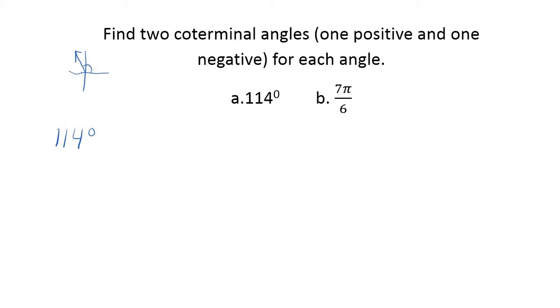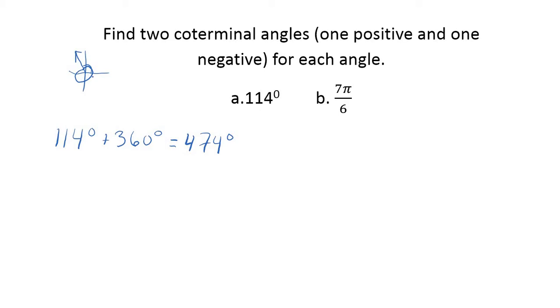Well, what would be coterminal with that? Well, if we spun all the way around, or in other words, if we add 360 degrees to that, that'd be coterminal. And what do we get? 474? So 474 degrees, there's a positive coterminal angle. We could add, by the way, 720, any multiple of 360, and we would be back to the same spot, if you can imagine that.